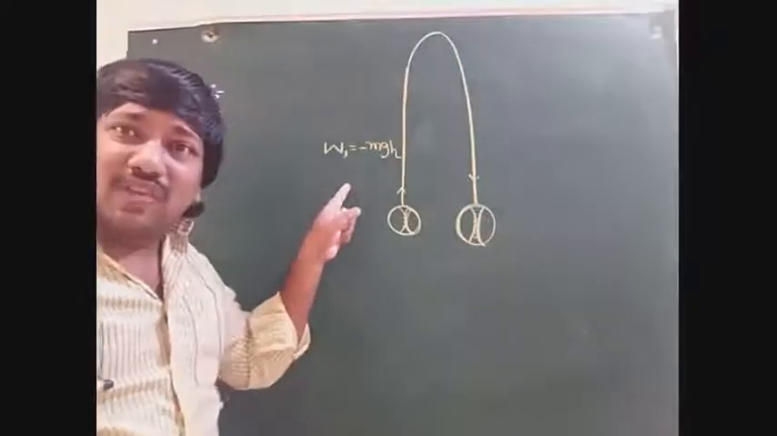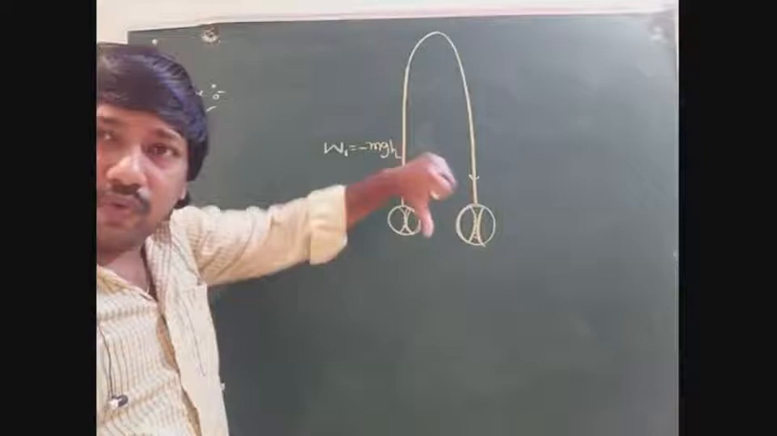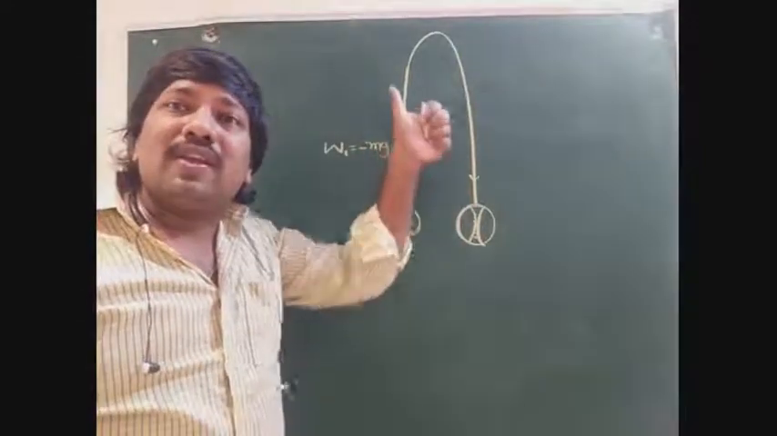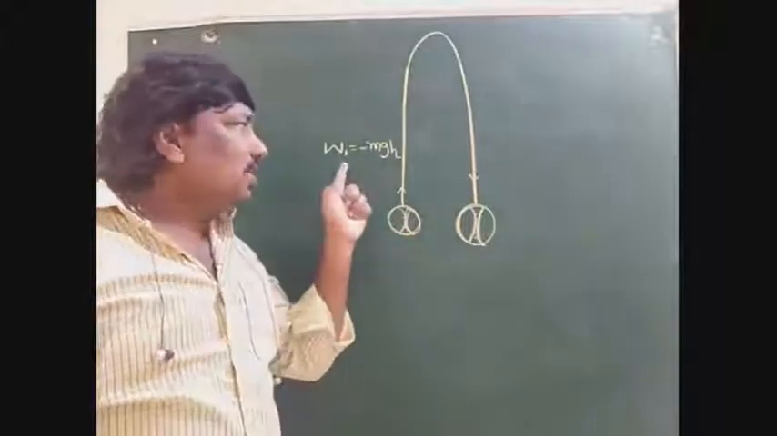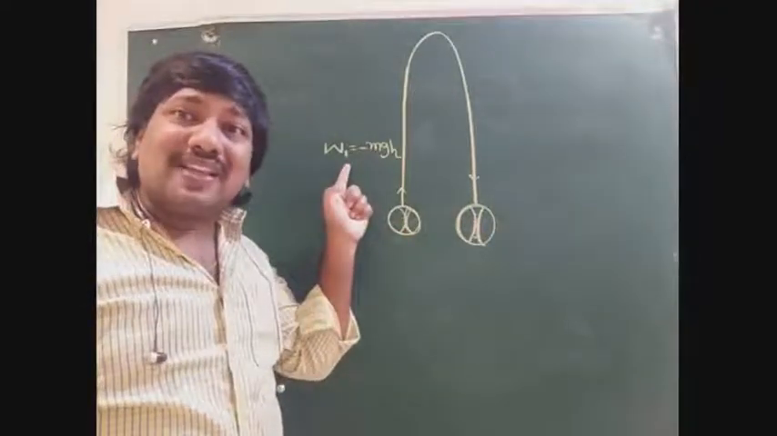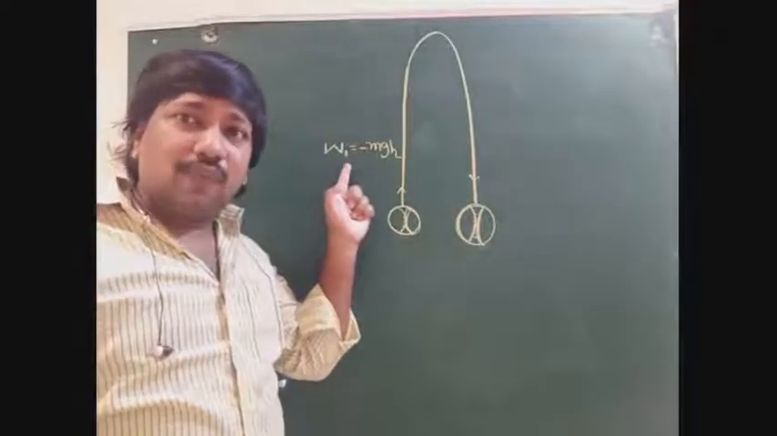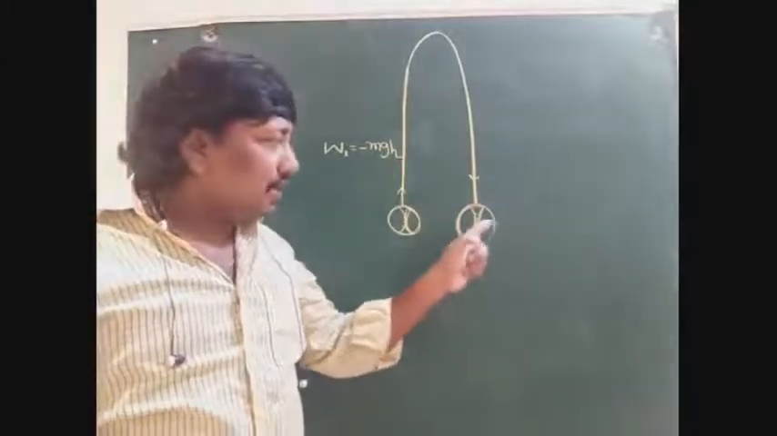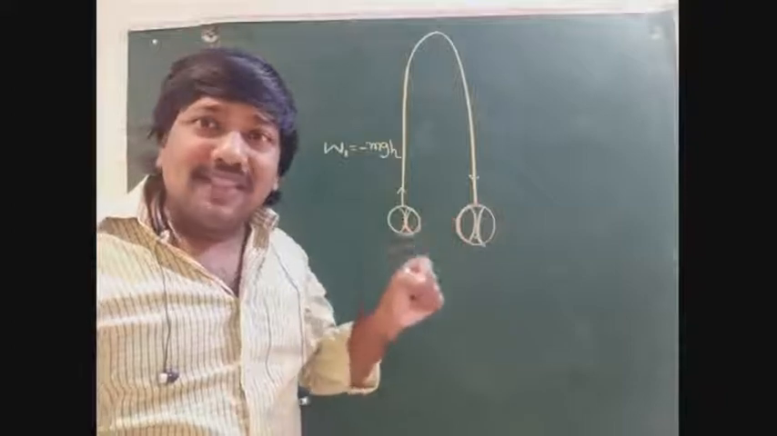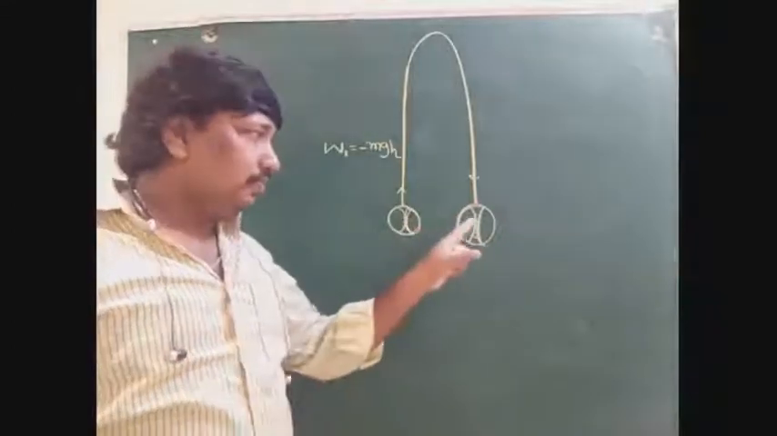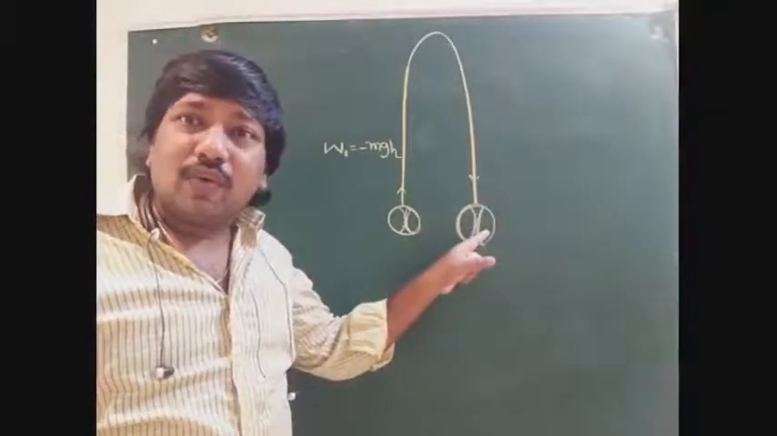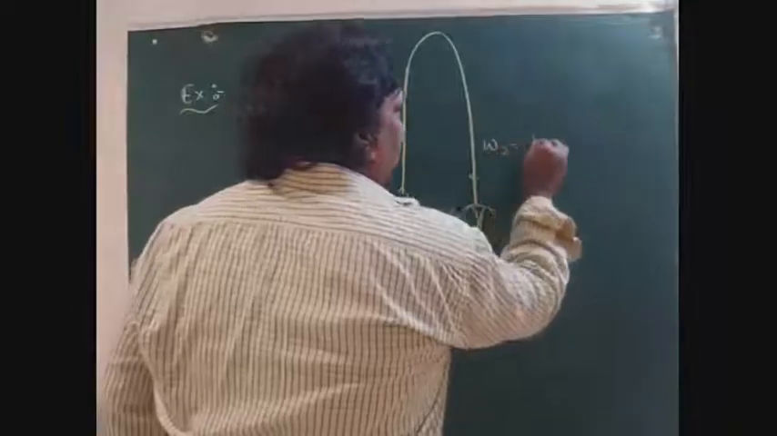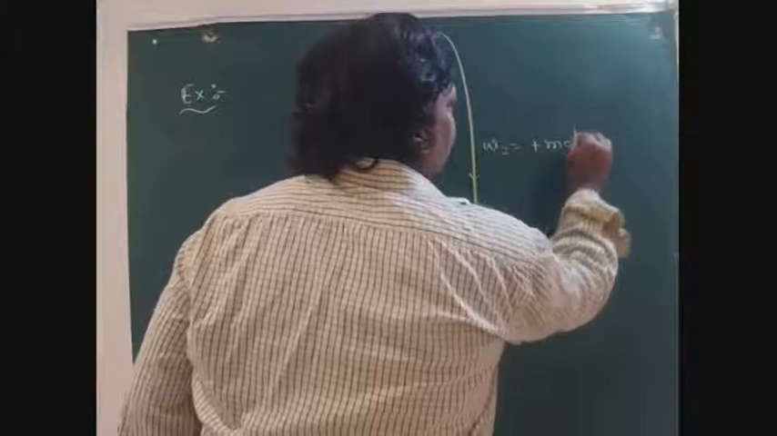But in the first case, the gravitational force is in the downward direction but the displacement of the body is in the upward direction. In the first case, when the body rises in the upward direction, the work done is negative. But in the second case, when the ball descends, the work done by the gravitational force is positive. So W2 equal to plus mgh.